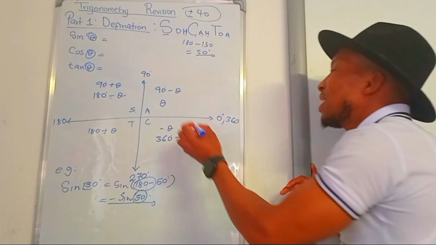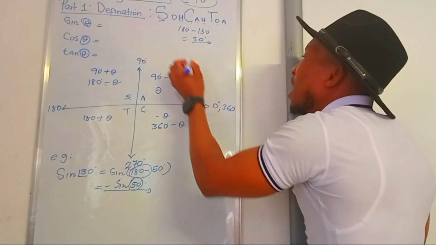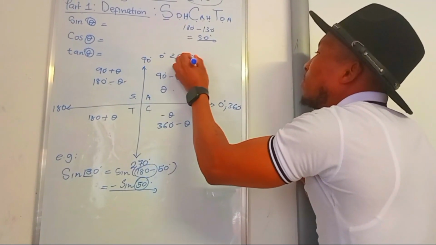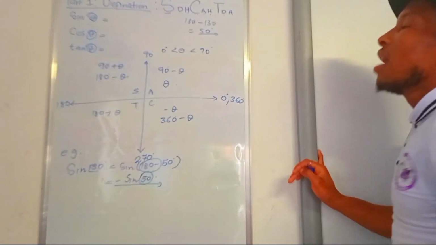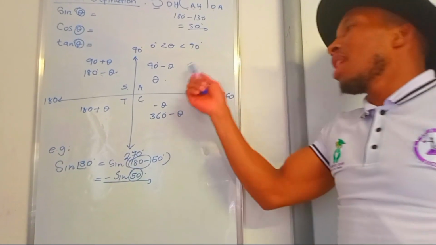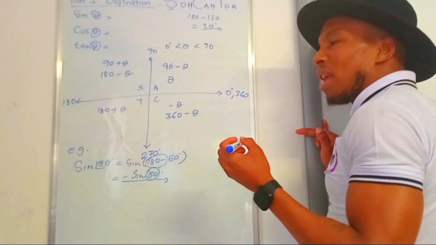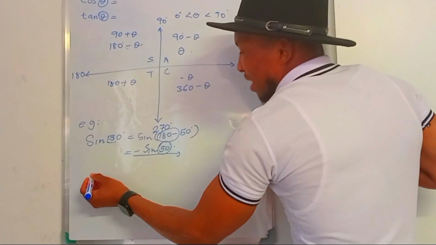Therefore, we normally say that an acute angle is an angle that is greater than 0 degrees but less than 90 degrees. We call these acute angles. And here we have theta, which we call a special angle. What is a special angle?